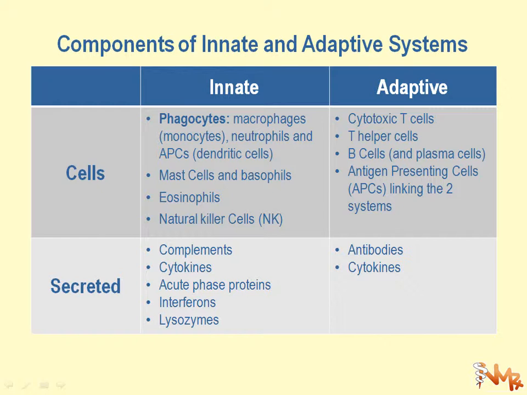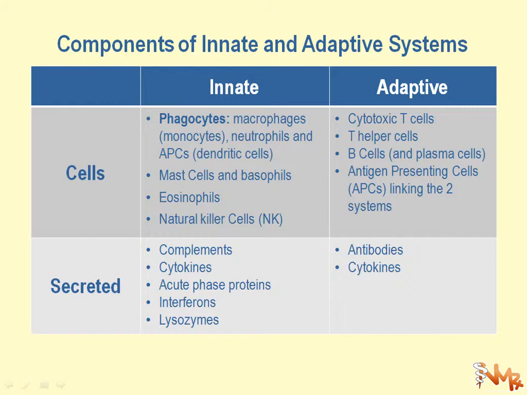The other innate cells are mast cells and basophils, eosinophils, and natural killer cells. In contrast, the cells of the adaptive system include cytotoxic T cells, T helper cells, B cells, and plasma cells that, as we're going to see later, are derivatives of B cells, antigen-presenting cells that link the two systems together. I have a little bit more to talk about linking APC cells.